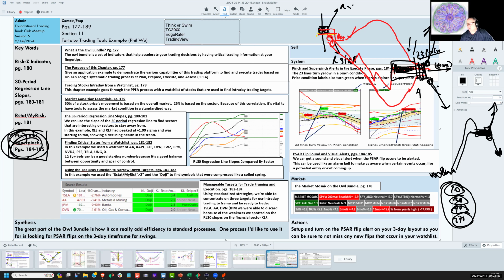So the pinch and super pinch is the technique that works for us on every time frame for intraday as well as swing and position trading. It is a fractal concept, and it's an advanced sniper pattern.